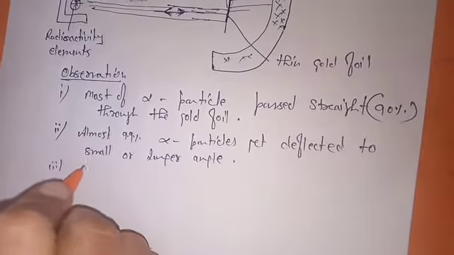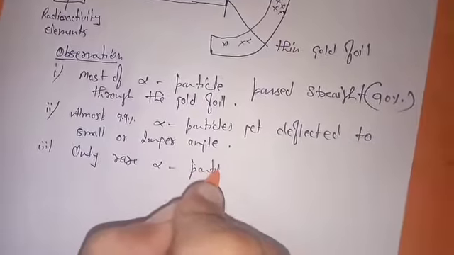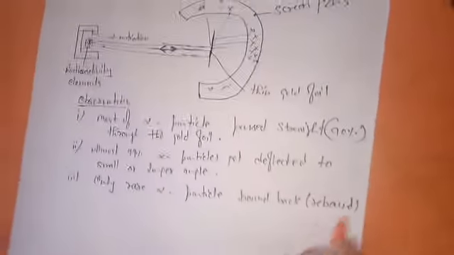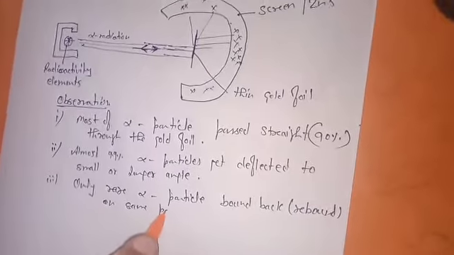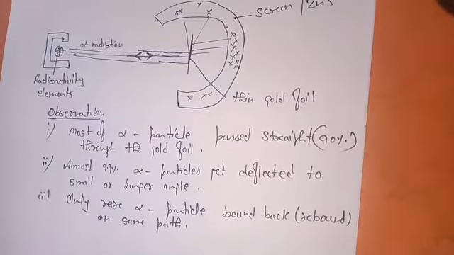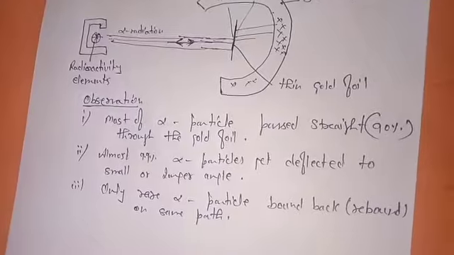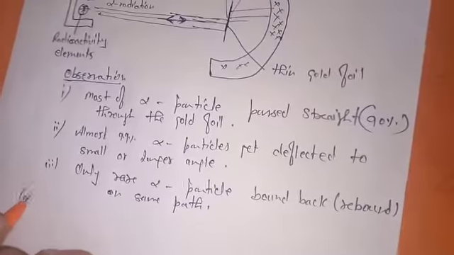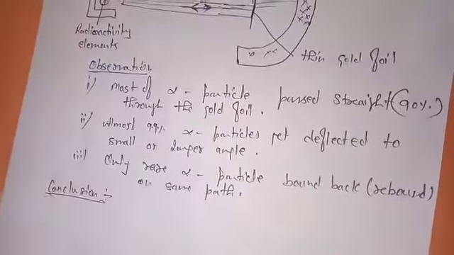Third, only a rare alpha particle bounced back on the same path. So these three different things he observed from the scattering of alpha particles. On the basis of these observations he gave some conclusions, or you can say his model was prepared from these observations.